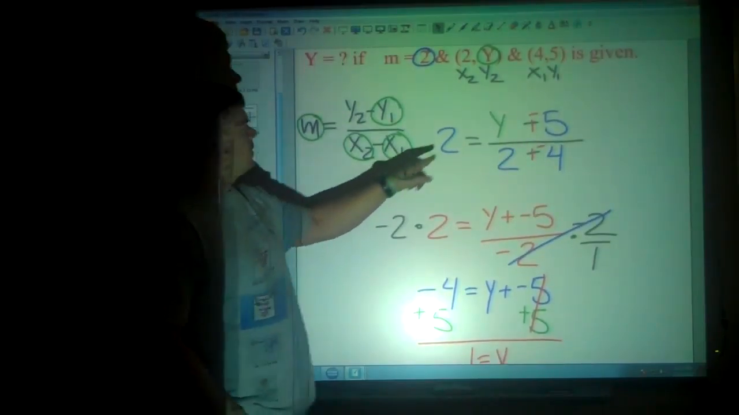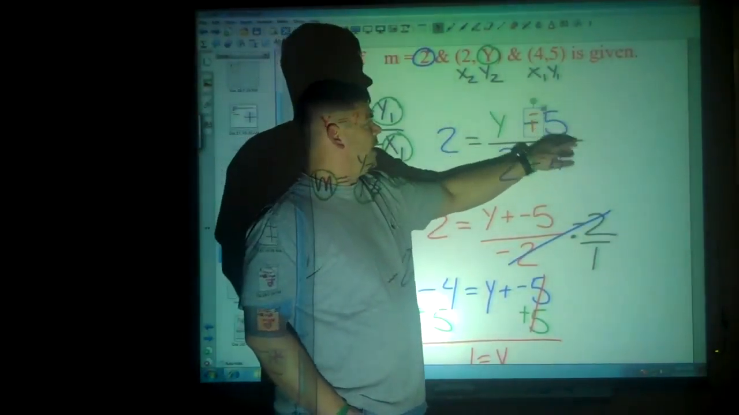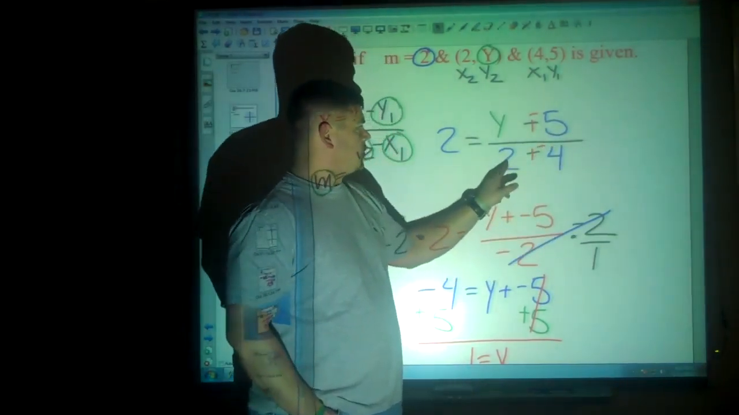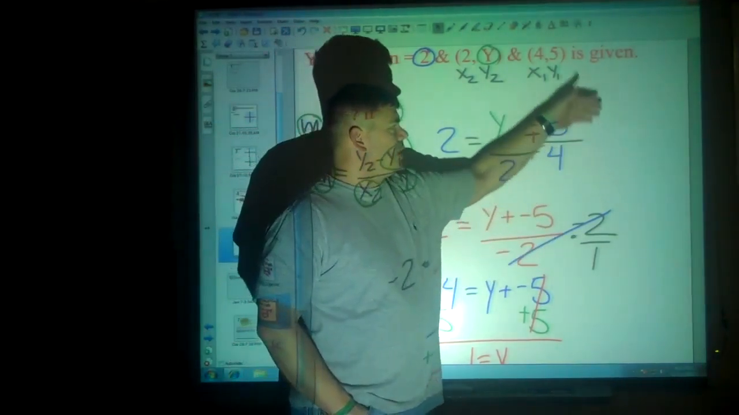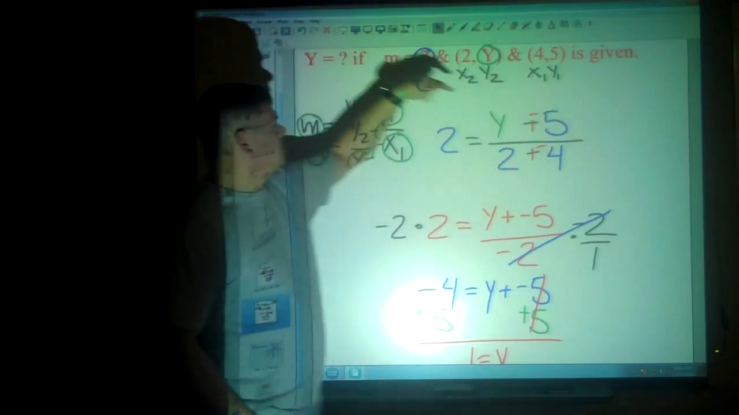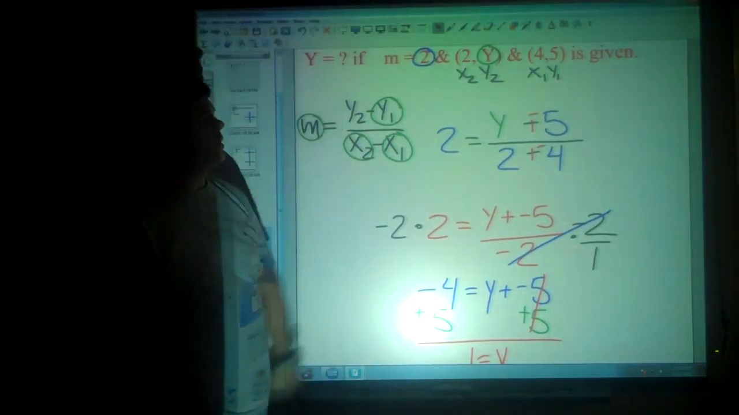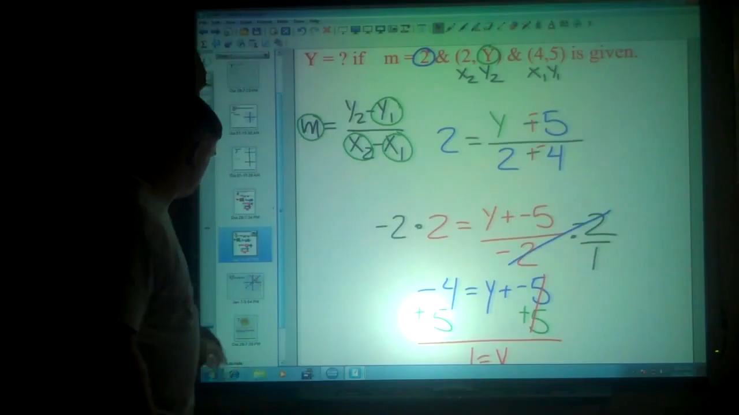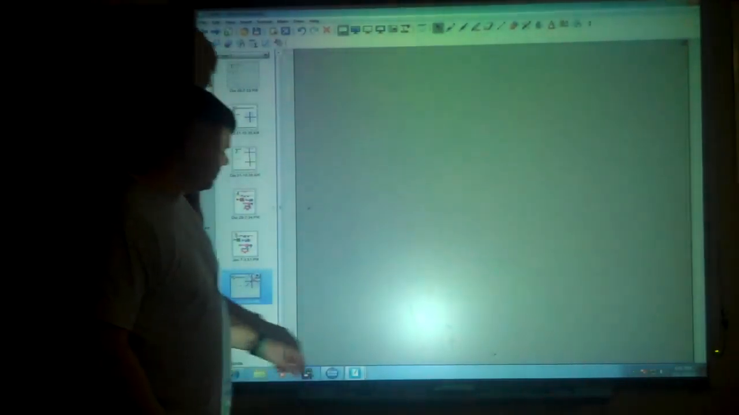If you test it out, 1 plus negative 5 is negative 4, and 2 plus negative 4 is negative 2. And negative 4 divided by a negative 2 is a positive 2. So it works. Alright, last example.